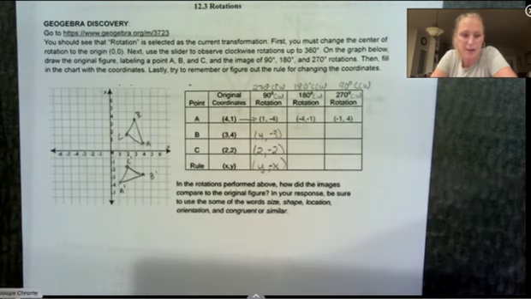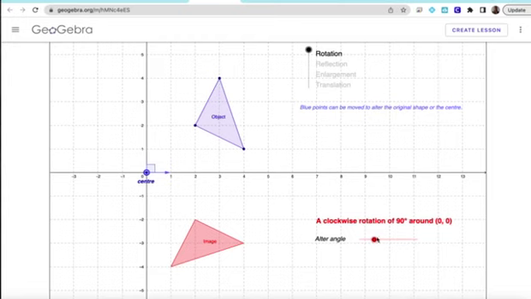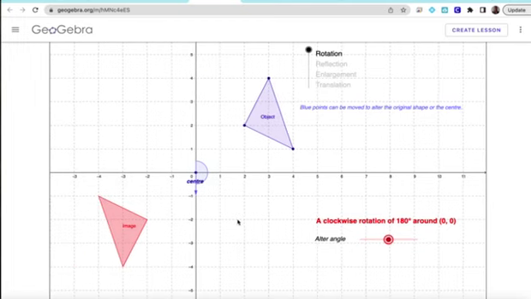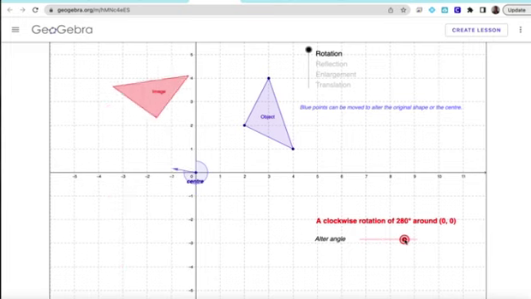So back on that applet, I can adjust this slider to different angles. The next one you want to do is 180. So record those points. Again, A is already recorded for you. Then you're going to do B. And then the last one you're going to do is the 270. A is recorded for you. Record the other 2 points and then see if you can come up with the generic rule.